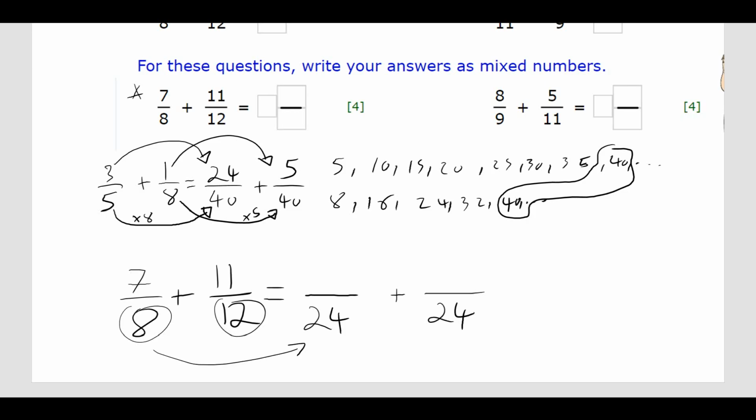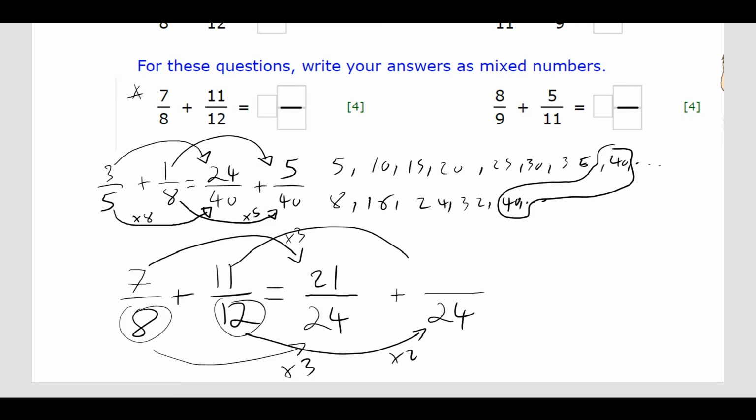8 has been multiplied by 3, so I multiply the numerator by 3 to give me 21. 12 has been multiplied by 2, so I multiply the numerator by 2 to get 22. So I have 21 24ths plus 22 24ths, which is going to be 43 24ths.